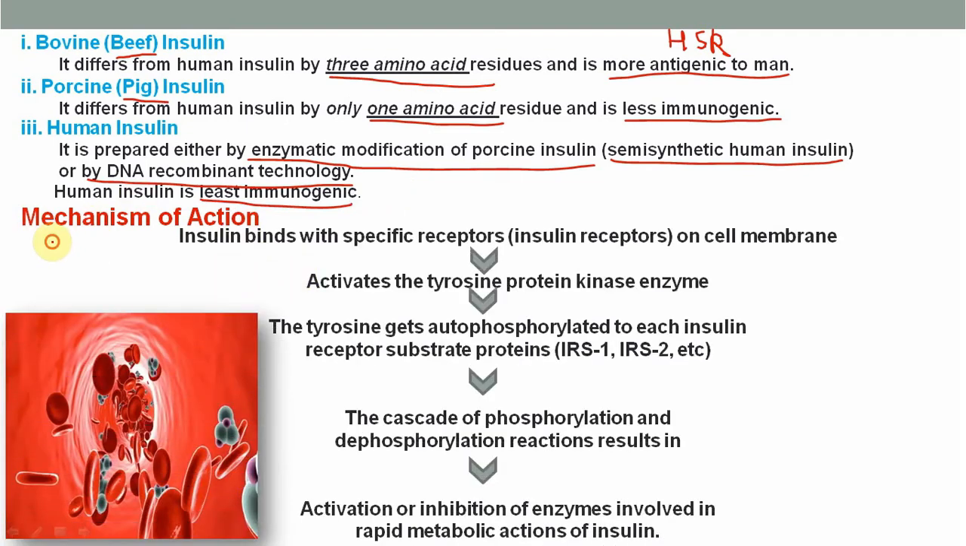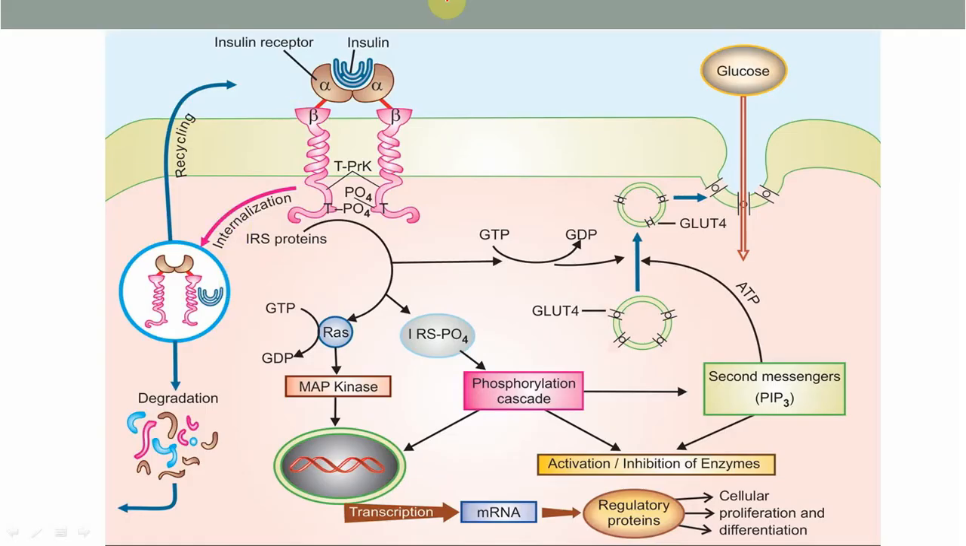Mechanism of action of insulin. This is the flow chart, but we will discuss it by a diagram. This is the receptor, also called the insulin receptor. It is present on the cell membrane. It is a heterotetrameric glycoprotein containing 2 extracellular alpha and 2 transmembrane beta subunits. They are linked together by disulfide bonds, and there is a binding site for insulin on the alpha subunit, and the beta subunit has tyrosine protein kinase activity.